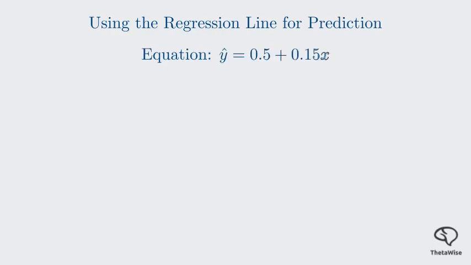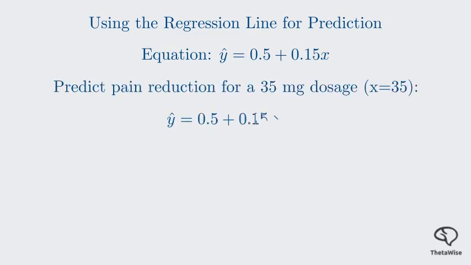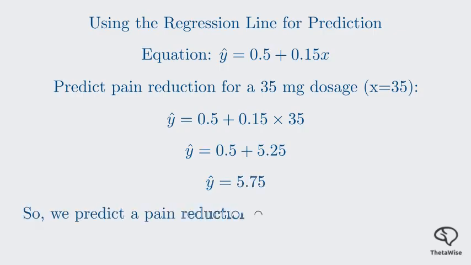Once we have our regression equation, we can use it for prediction. Let's use our equation, y hat equals 0.5 plus 0.15x, to predict the pain reduction for a new patient who receives a 35 milligrams dosage. We simply plug 35 in for x. This gives us 0.5 plus 5.25, which equals 5.75. So we predict a pain reduction of 5.75 for a 35 milligrams dosage.